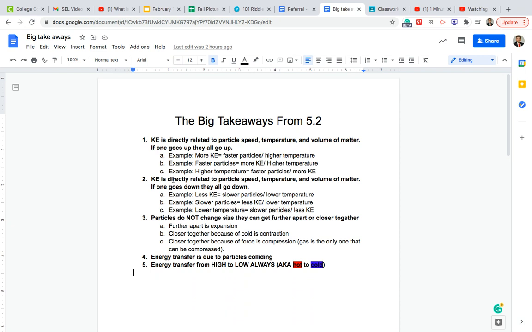We can't compress a solid and we can't compress a liquid because liquid particles are already touching and solid particles are connected. So energy transfer is due to particles colliding. So when they hit is where that energy transfer takes place. And energy transfers from high to low always. Always, always, always. High energy transfers into low energy, AKA, hot things transfer their energy into colder things.